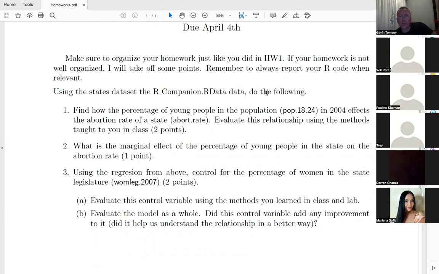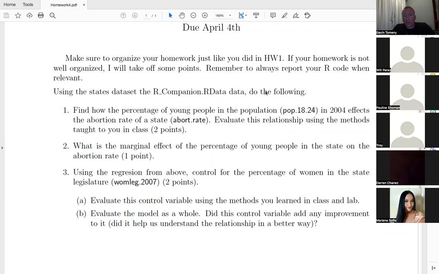So the first thing that it's asking is for us to find how the percentage of young people in the population, which is the variable pop.18.24 in 2004, affects abortion rates, or abort rate. Evaluate this relationship using methods taught to you in class.